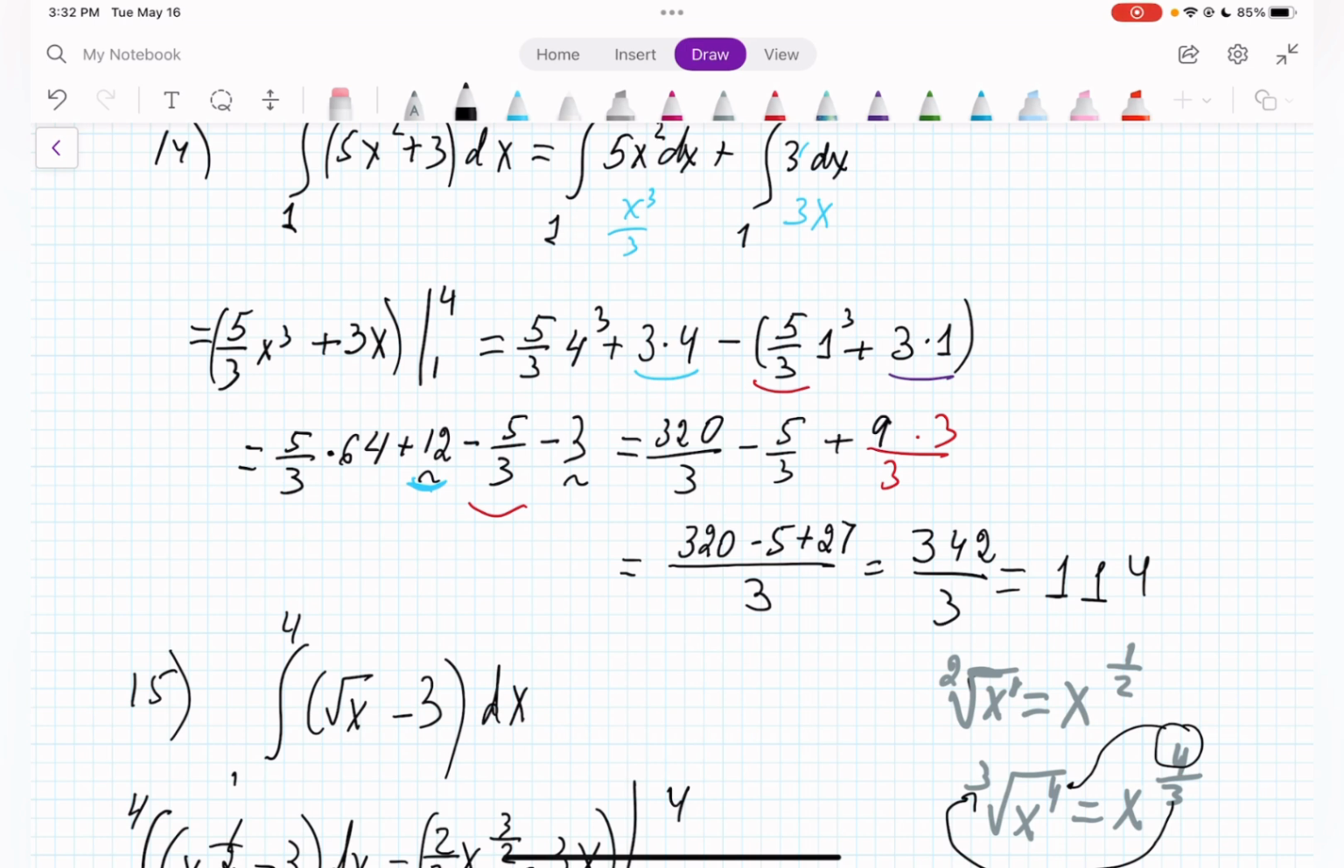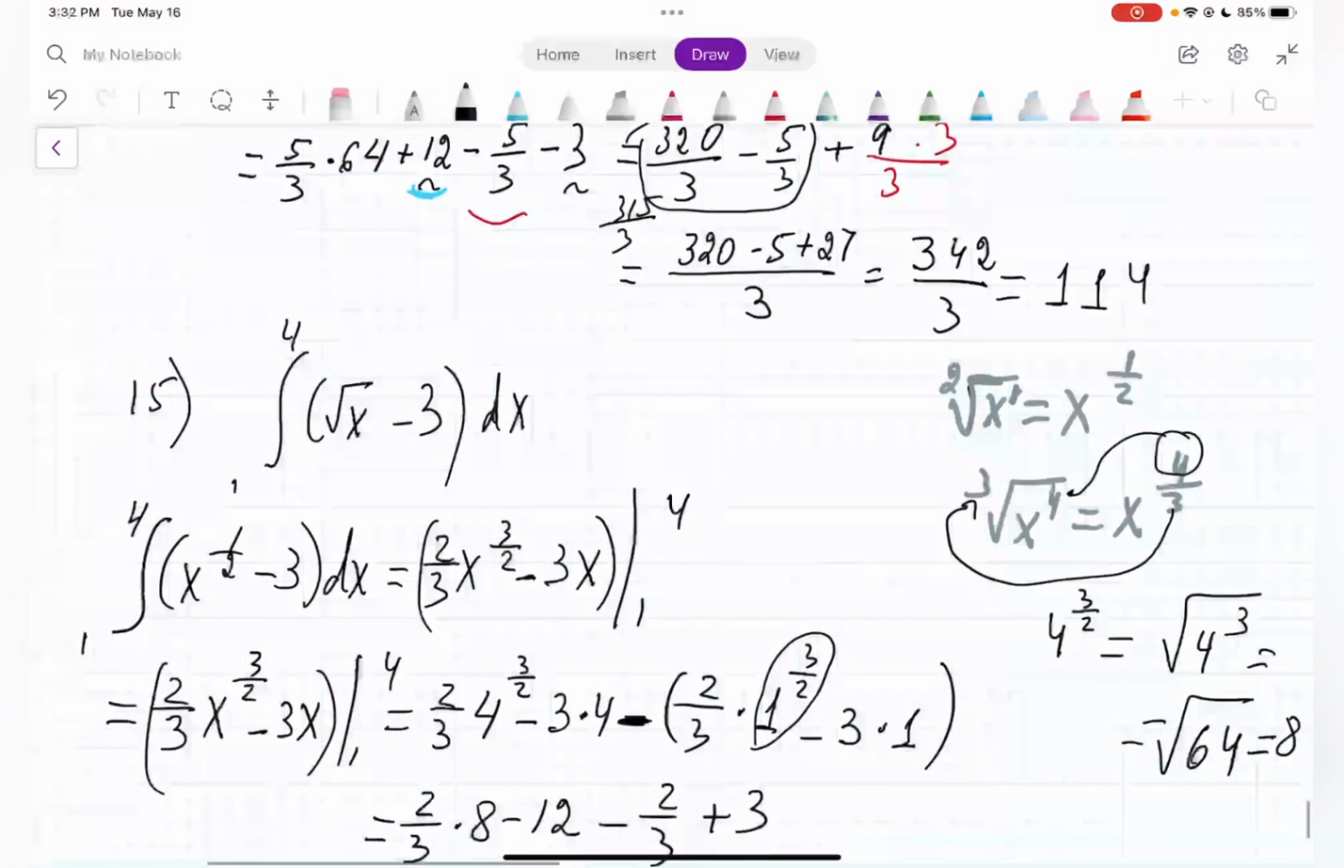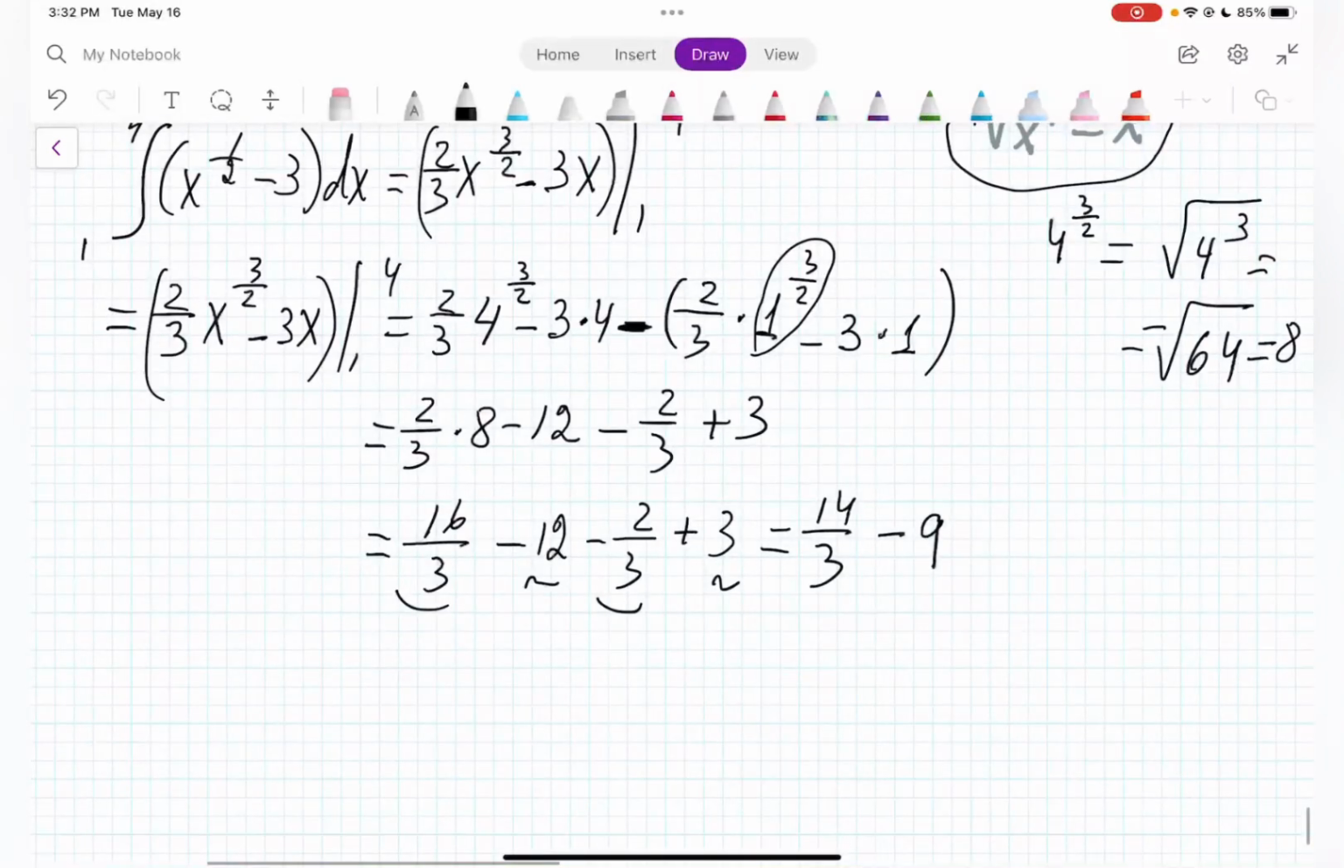320 minus these two. We could combine because both of them had 3 and put 315 over 3, right? But we did it anyway, sooner or later. Now I noticed sooner, so I'm putting sooner. 14 over 3 and then minus 9.